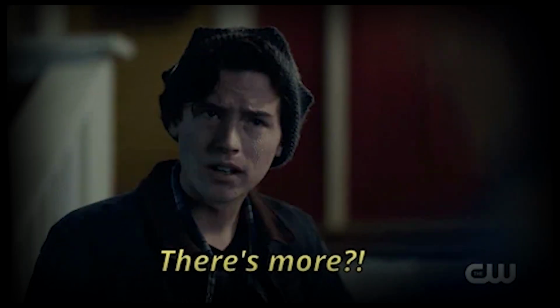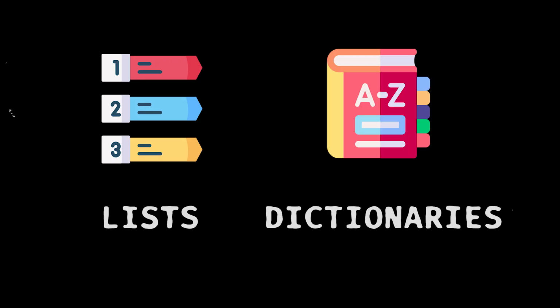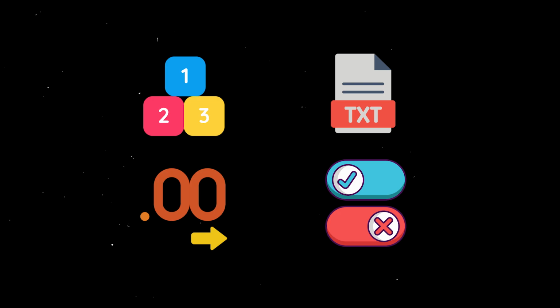And we also have other data types like lists or dictionaries and so on, and we'll get to them in a later video. So all in all, each data type serves a unique purpose, and knowing which one to use makes your code more efficient.